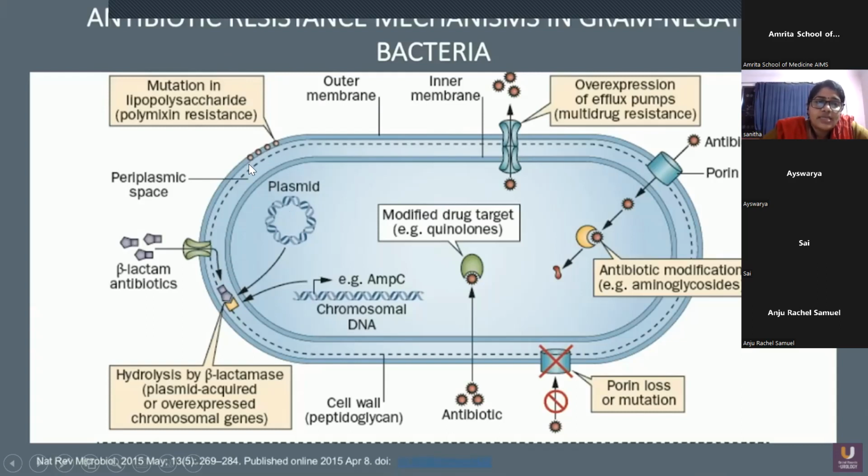And for polymyxin, its target is the lipopolysaccharide layer. So if mutations happen, that will lead to polymyxin resistance.